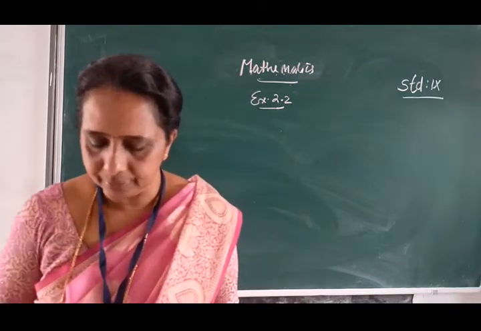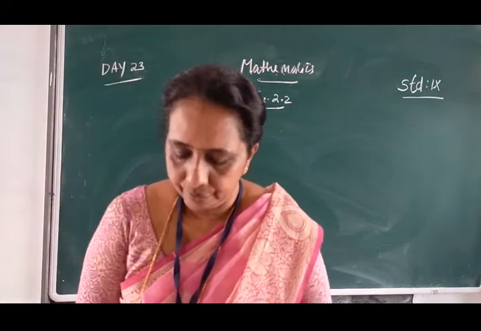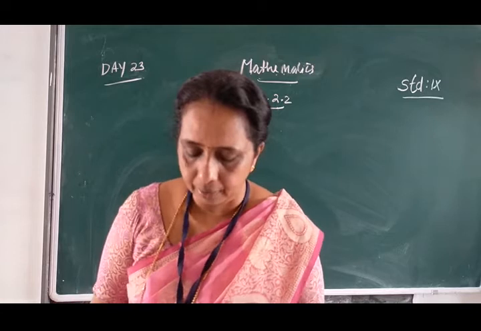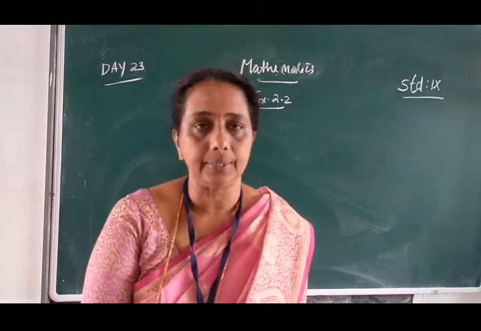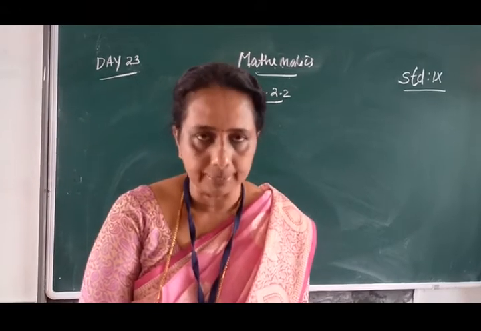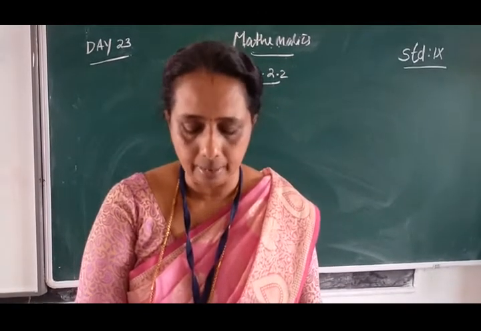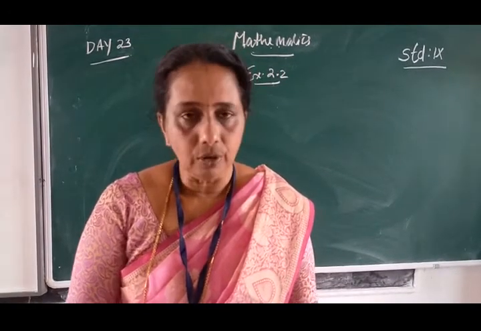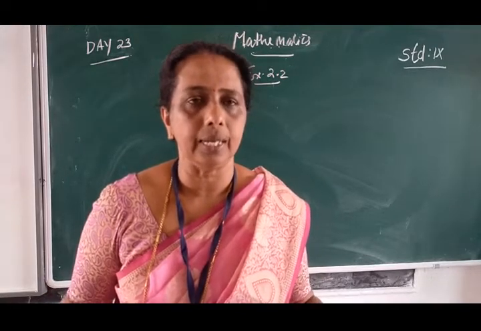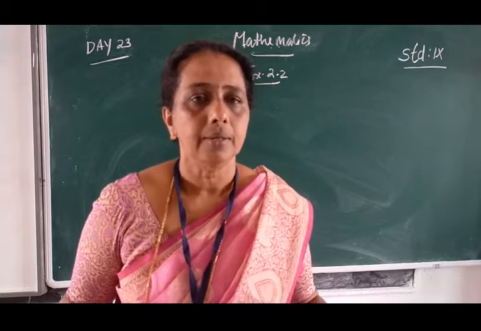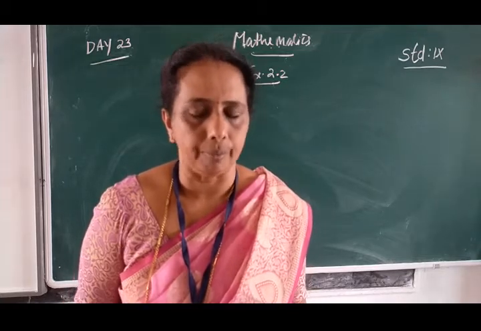Then the third question is: verify whether the following are zeros of the polynomial indicated against them. One polynomial is given and the value of the variable is given. You have to check whether the given number is the zero of the given polynomial.